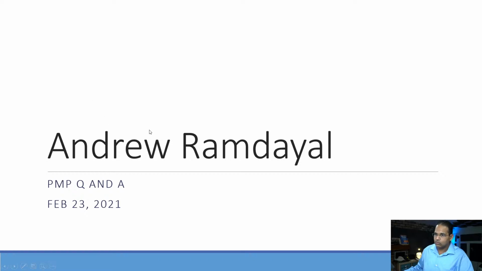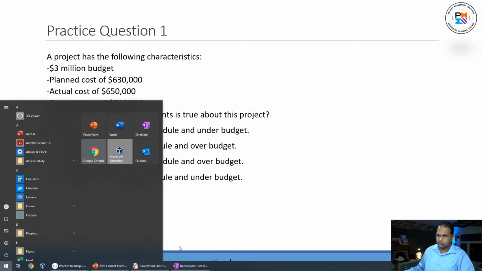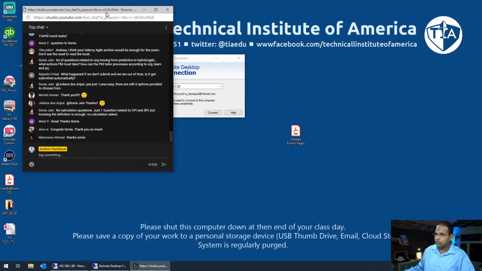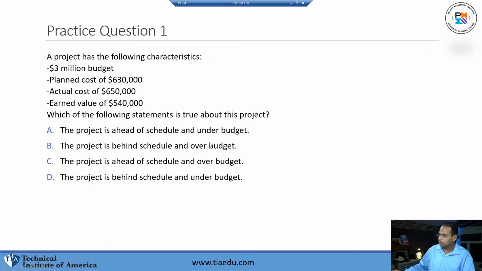Okay, so let's go take a look at practice question number 1. Let me bring back up my... Here we go. Move this over so I can see what you guys are typing. Let's take a look at practice question number 1.